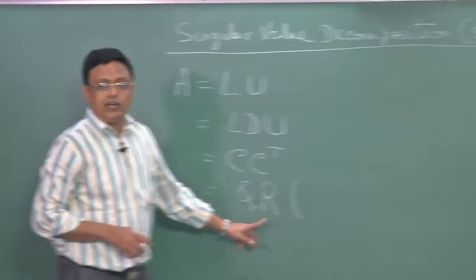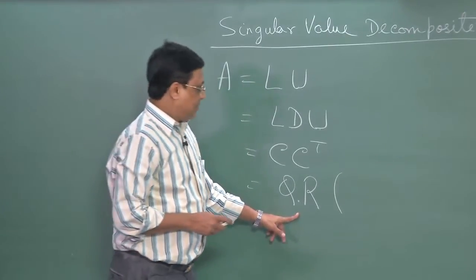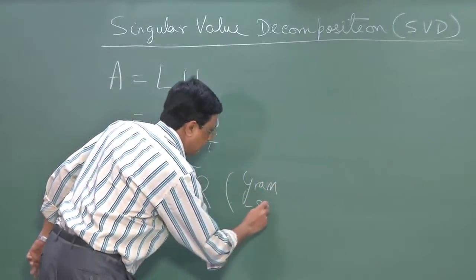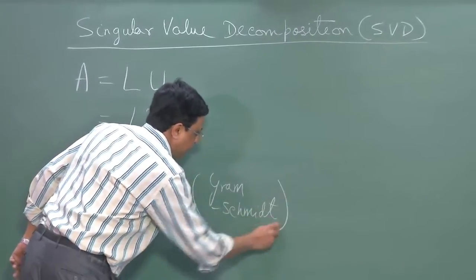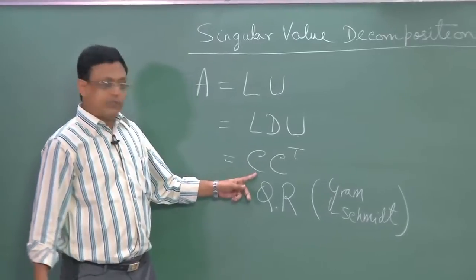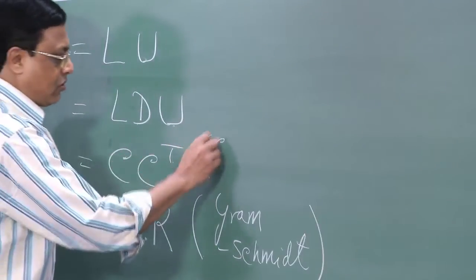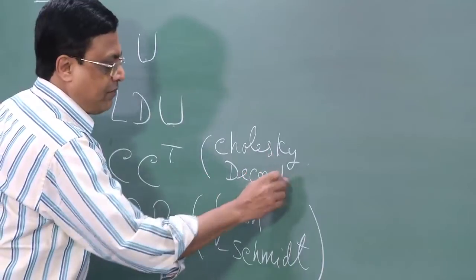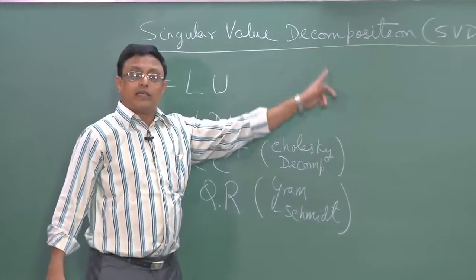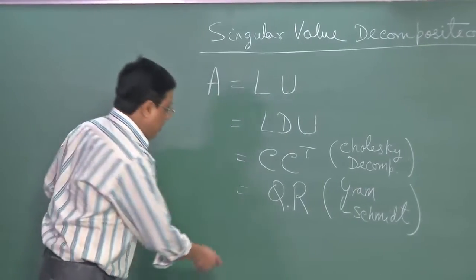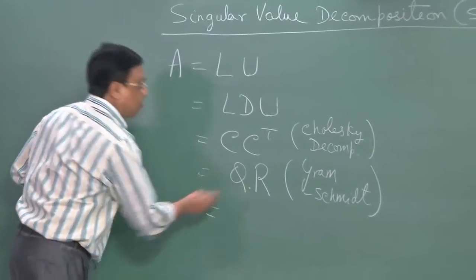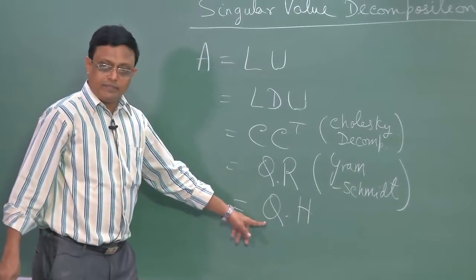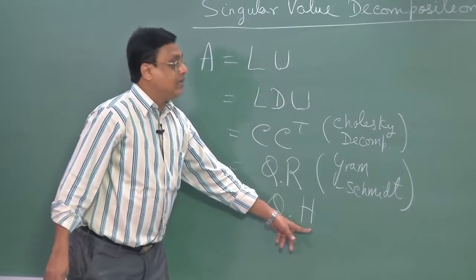This process is actually called, do you know the name? This is the Gram-Schmidt process, or Gram-Schmidt process of orthogonalization. The C C transpose also has a name, any idea? It is actually called the Cholesky decomposition or factorization. So we are talking about different methods of matrix decomposition or matrix factorization. So these are different things which are possible, and of course you can also have, similar to Q dot R, Q dot H, where Q is orthogonal and H is a positive definite matrix, okay.